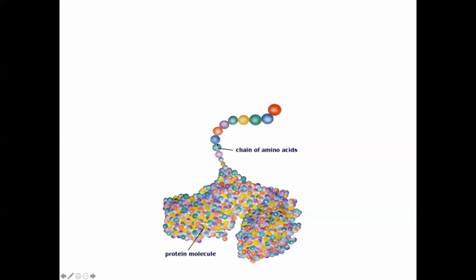And then the chain of amino acids can fold into a special structure, which is called a protein molecule. The protein molecule maintains the structure and maintains its function. Some proteins have multiple functions in different structures.